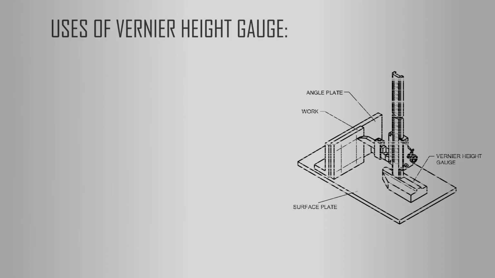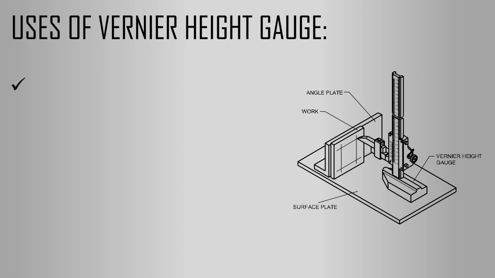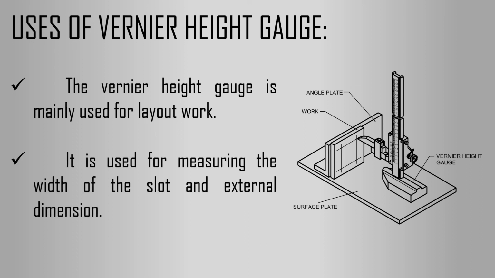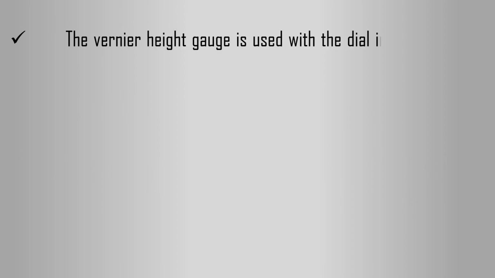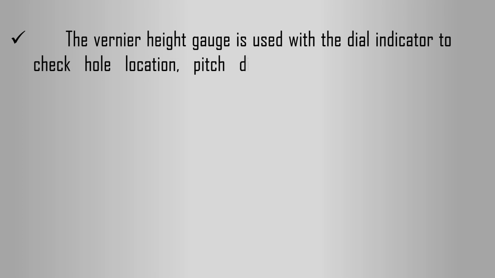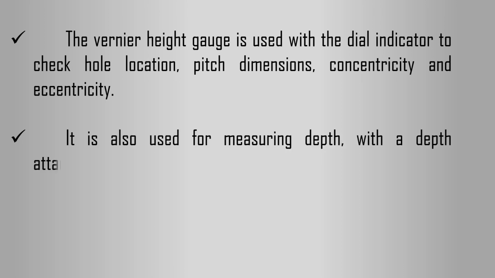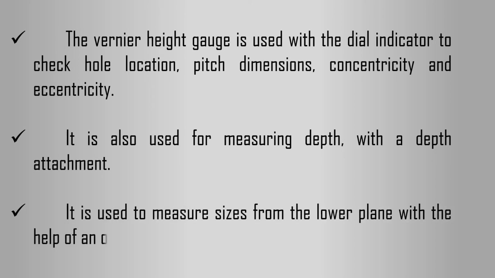Let's see the uses of vernier height gauge. The vernier height gauge is mainly used for layout work. It is used for measuring the width of the slot and external dimension. The vernier height gauge is used with the dial indicator to check hole location, pitch dimensions, concentricity, and eccentricity. It is also used for measuring depth with the depth attachment. It is used to measure sizes from the lower plane with the help of an offset scriber.